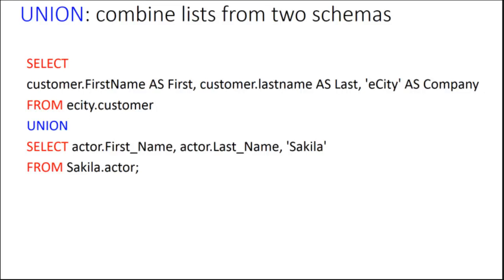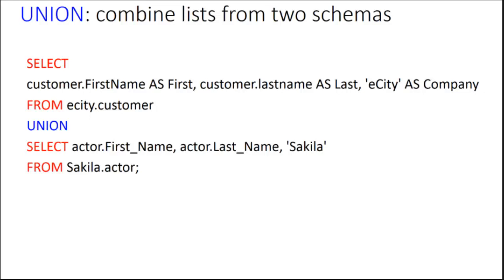Here, for example, I'm going to use 2 schemas you already have. One of them is ECD, and the other one is the Sakila schema that comes with MySQL. We're going to put first name and last name of customers from ECD and actors from Sakila together, and in front of each record, we want to indicate whether it's from ECD or from Sakila.